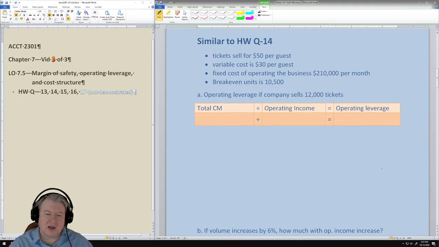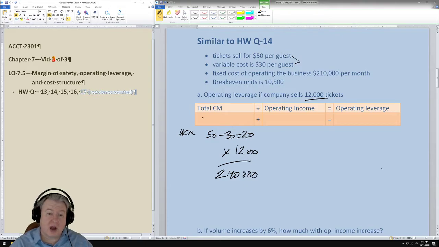So you can see there's a few things that we need to figure out. What is our unit contribution margin? Well, we have the information here. It's 50 minus 30 equals 20. And if we multiply that 20 by the number of target tickets, that's going to give us a total amount of $240,000 in total contribution margin.